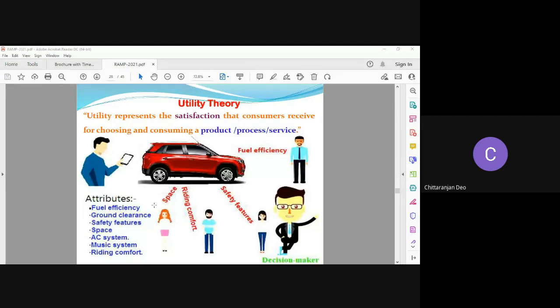Someone likes this, someone likes the vehicle to give riding comfort, someone gives importance to the safety features. So all these are different attributes, and whenever you go to purchase a car, you are the decision maker, and it depends on how much emphasis you give to which attributes.